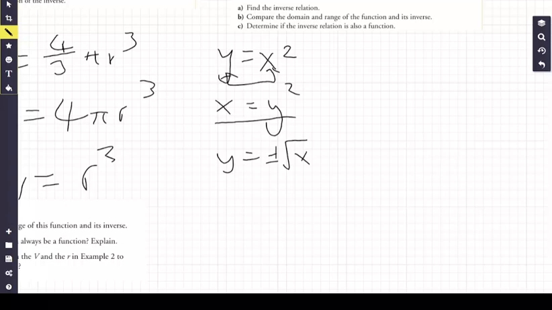So note that this is actually a piecewise function. There's two parts to this function, right? This is y equals positive square root of x, but y is also equal to negative square root of x. These are two functions. Well, it's not technically piecewise, but it's two functions. You should keep that in mind. It's two different functions. So what are we going to do when we have two functions?